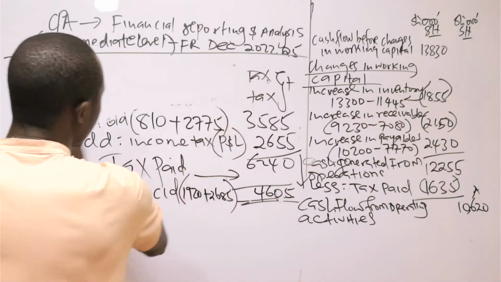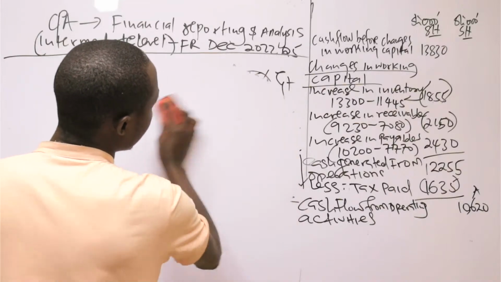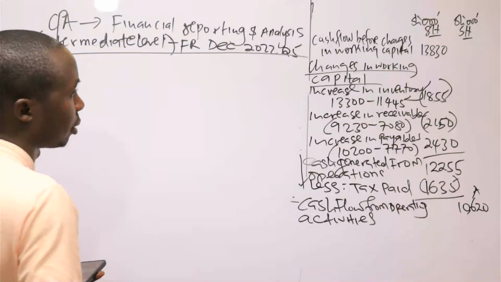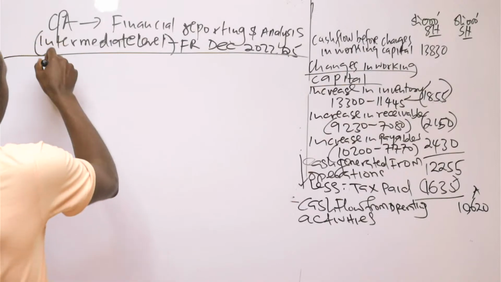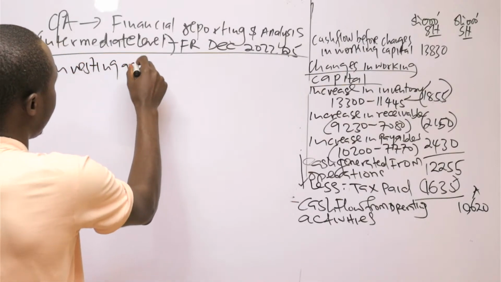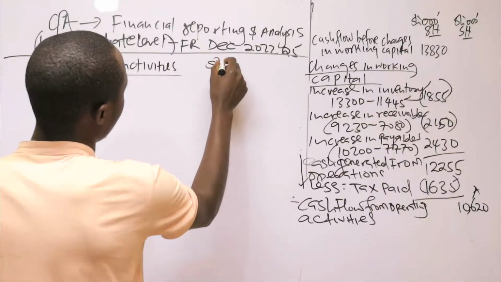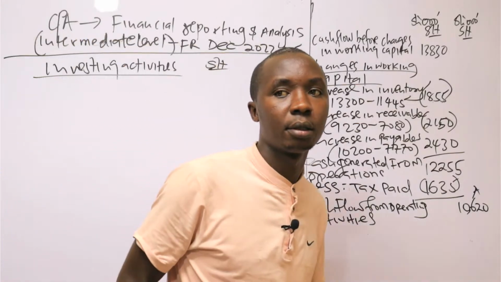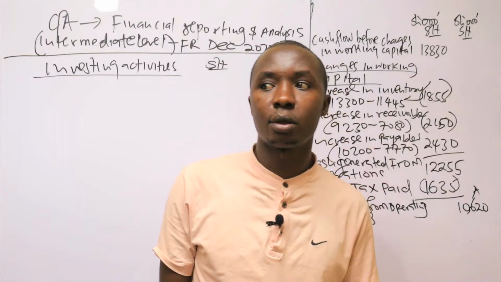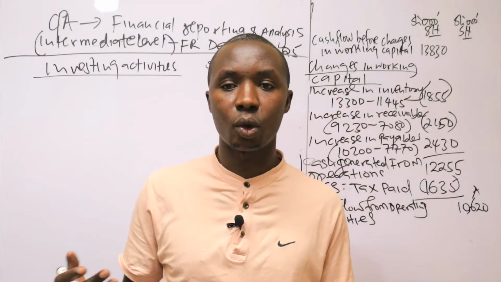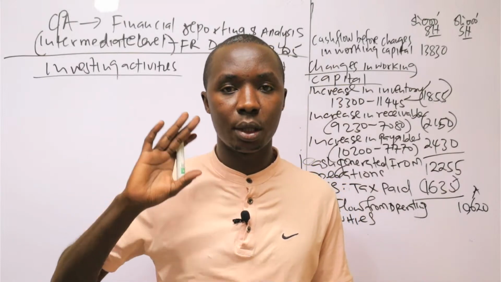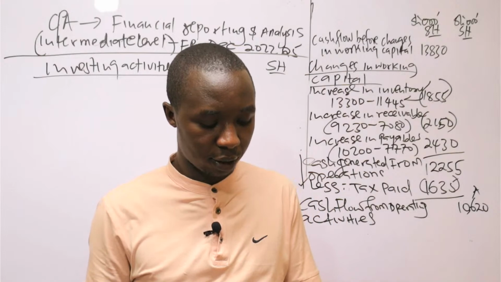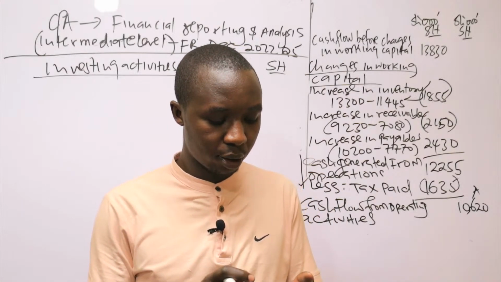So we continue to the second part of this question. It's a continuation. So we do the investing activities. In the investing activities, I will be looking at what they received from the disposal of assets, or what they paid from the acquisition of the long-term assets. So what they received on disposal of assets, what they paid on acquisition of assets.